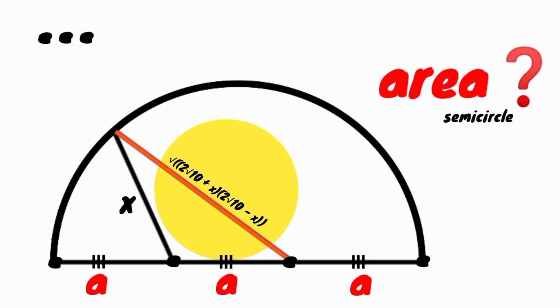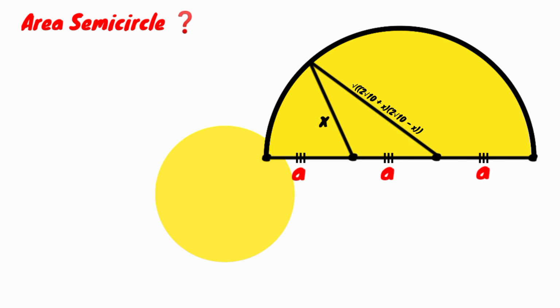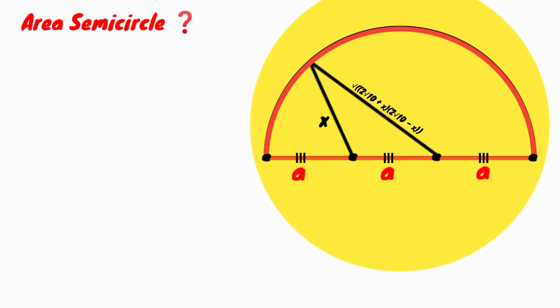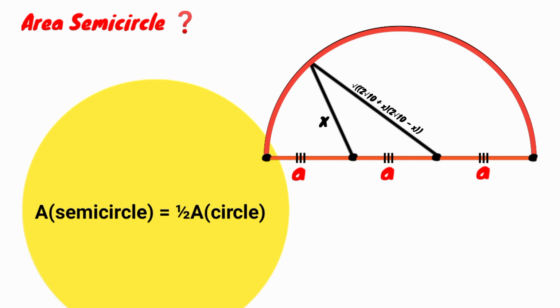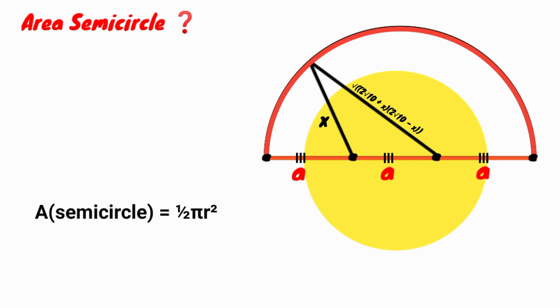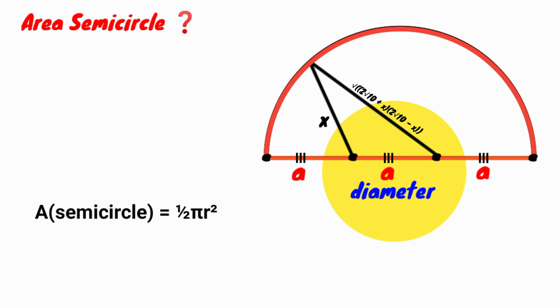So how can we solve this? How can we calculate the area of this semicircle? It is very simple. A semicircle is half a circle, so the area of the semicircle is half that of its circle. Area of a circle is calculated by the formula pi r squared, where r is representing the radius. Here we see this is the diameter of the semicircle, and its length is divided into 3 segments of equal length a.